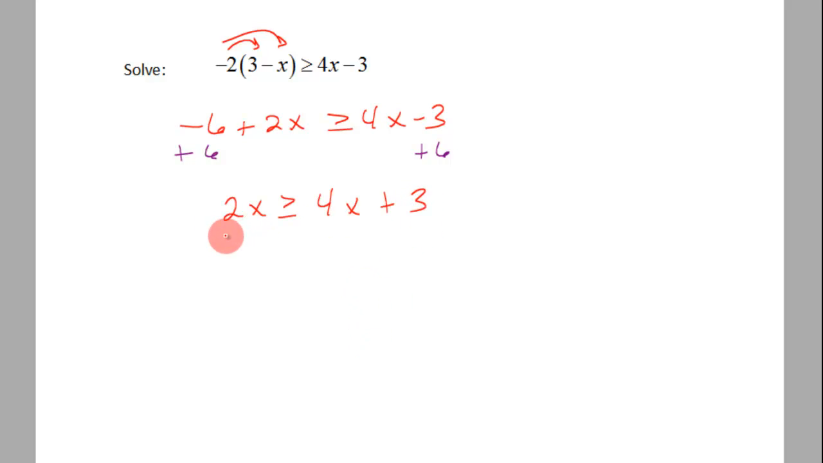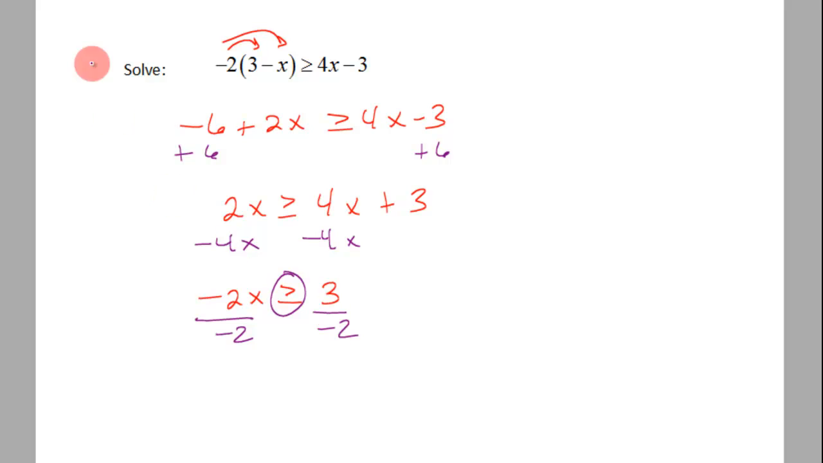Now there's different ways of dealing with this. I could get the x to the left or right and keep them positive, right? Well, I'm going to subtract a 4x. I normally keep them to the left, okay? Negative 2x greater than or equal to 3. And now when I go ahead and divide by negative 2, I need to circle this because I have to remind myself I need to flip it back. Flip it to the other way. x is less than or equal to negative 3/2 is the answer in inequality.